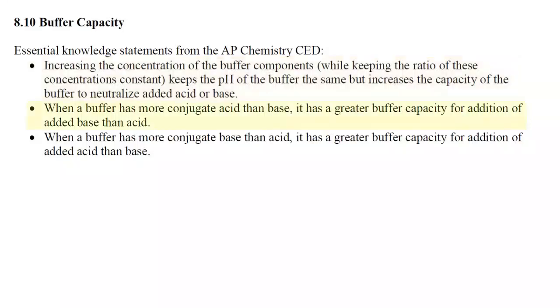When a buffer has more conjugate acid than base, it has a greater buffer capacity for the addition of added base than acid. When a buffer has more conjugate base than acid, it has a greater buffer capacity for addition of added acid than base.